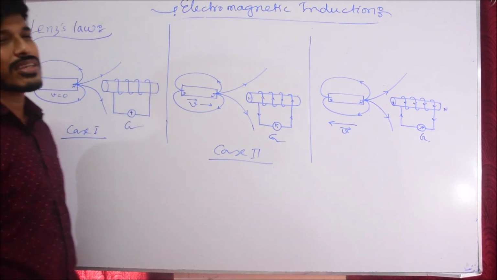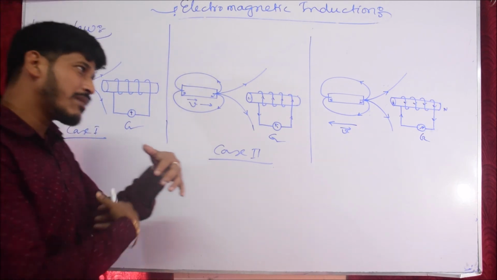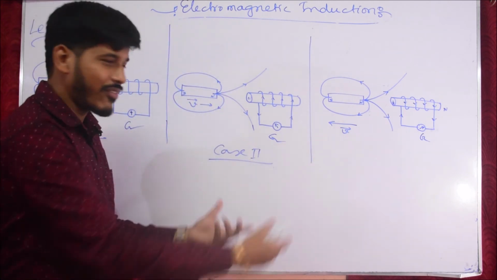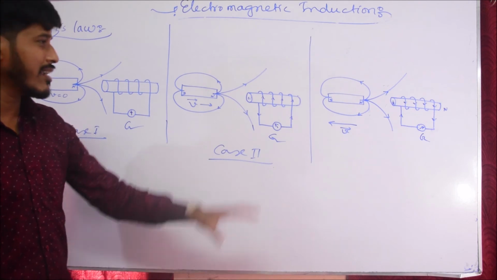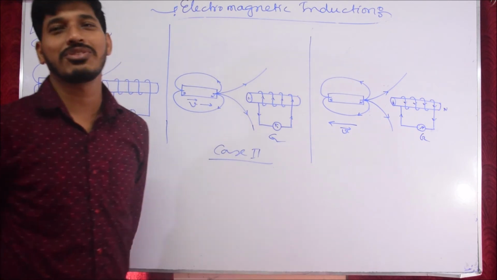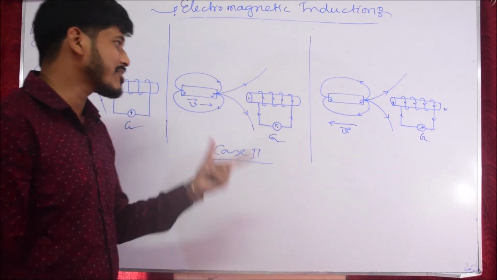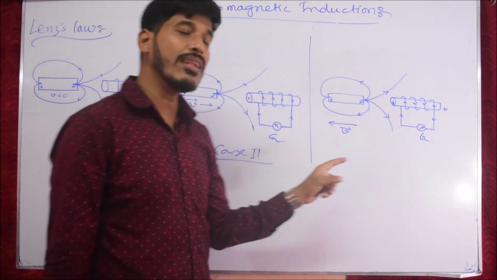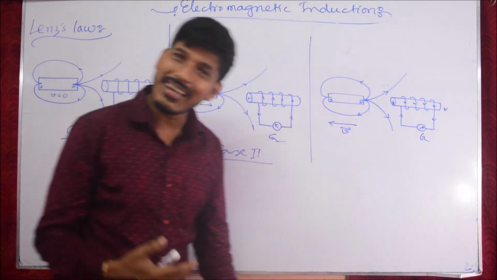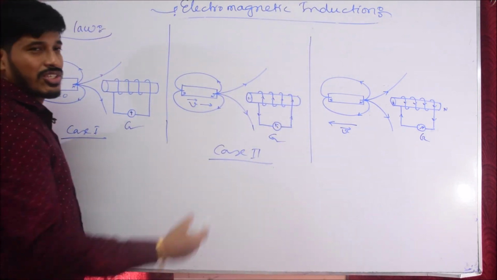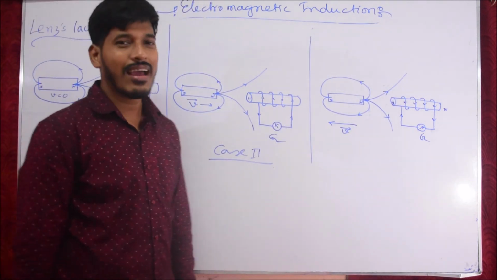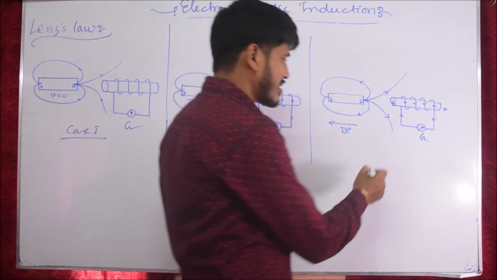As the magnet is at rest, there is no change in magnetic flux, there is no generation of induced EMF. As the magnet is moving towards or away from the coil, there is a change in magnetic flux, and hence there is induced EMF. And the direction of induced EMF depends upon the direction of motion of the magnet. It depends upon the change, whether it is increasing or decreasing, right? Understand, this is case 3.